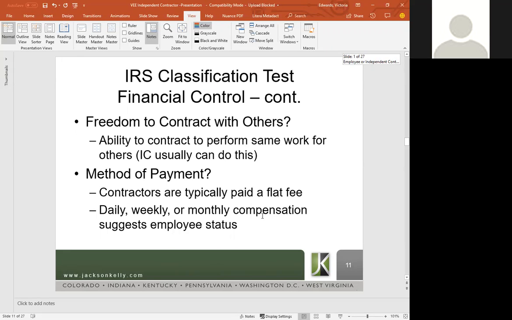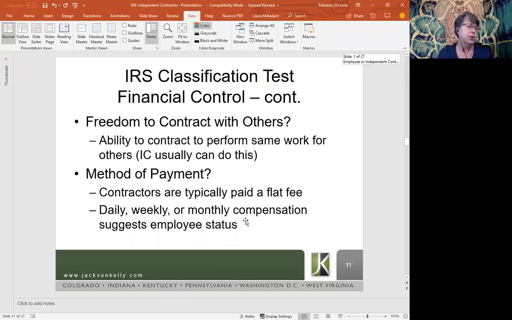That's a big marker. Method of payment. So contractors usually get paid a flat fee, or there's some type of schedule within the time frame that they're supposed to complete the project or the assignment, as opposed to employees that get paid weekly, daily, monthly, depending on your company's model. But that's also a big marker that they'll look for when determining whether or not they're an employee or an independent contractor.